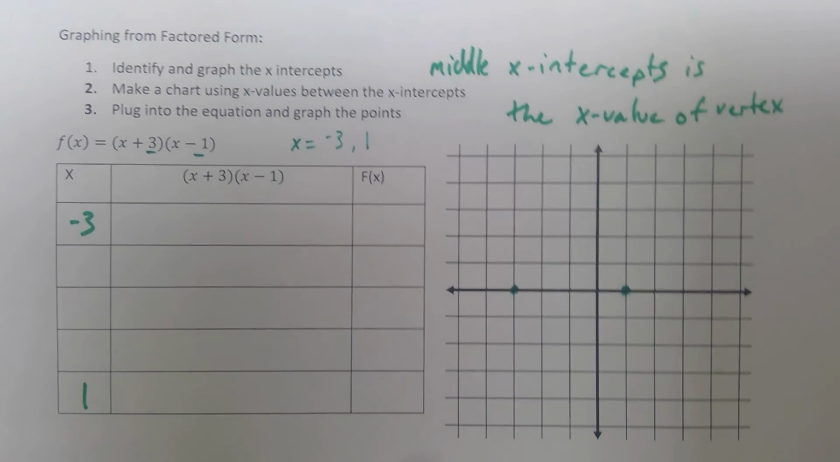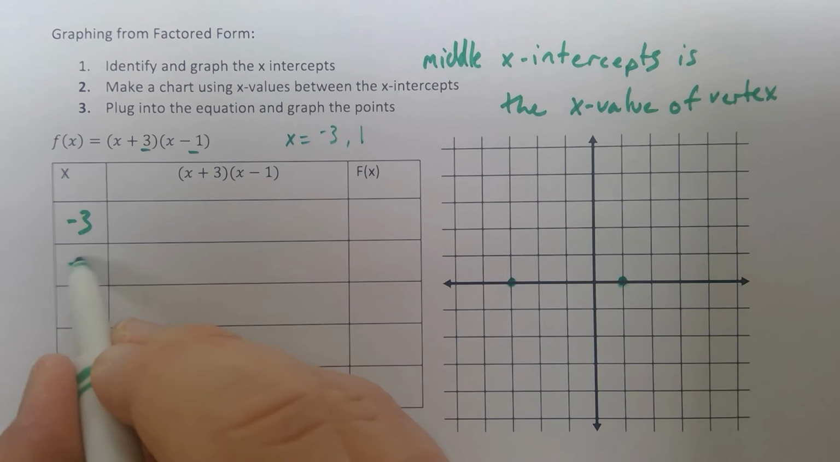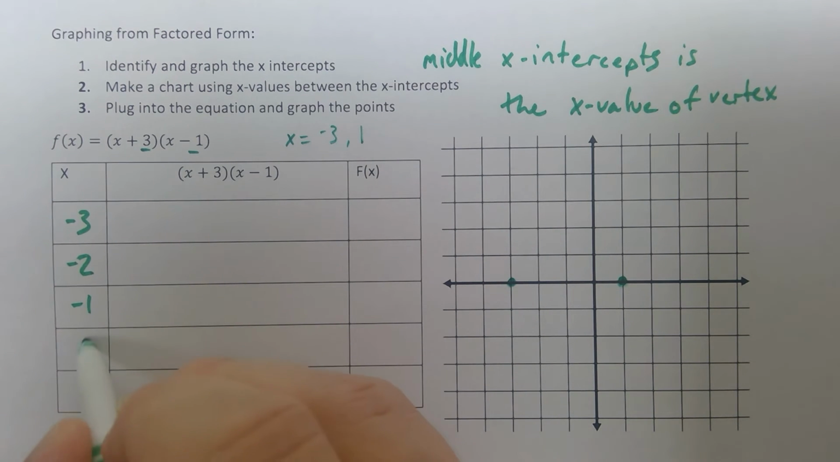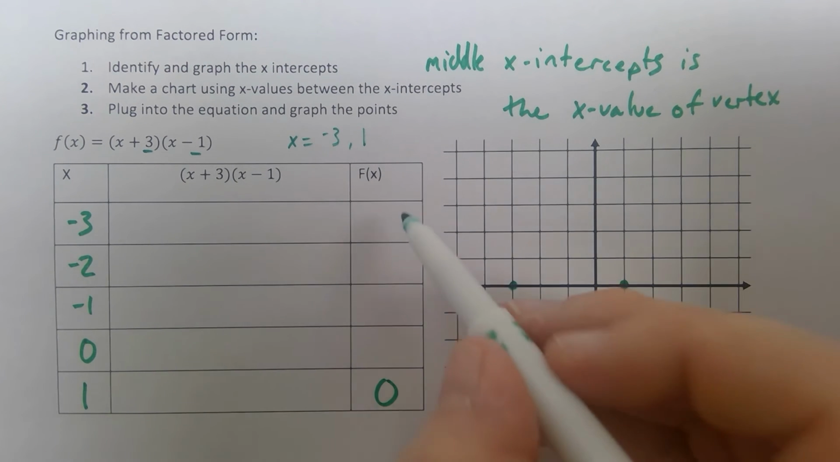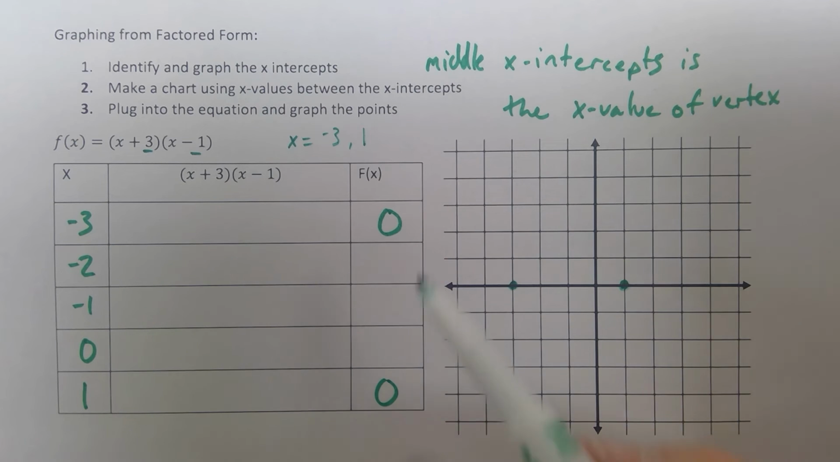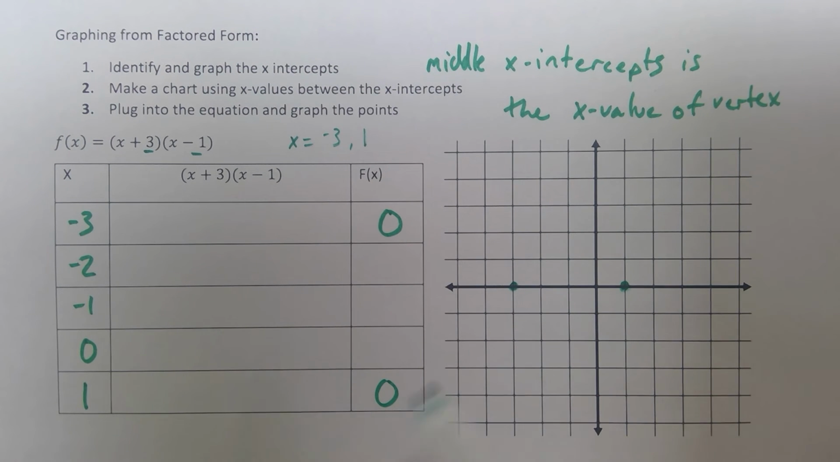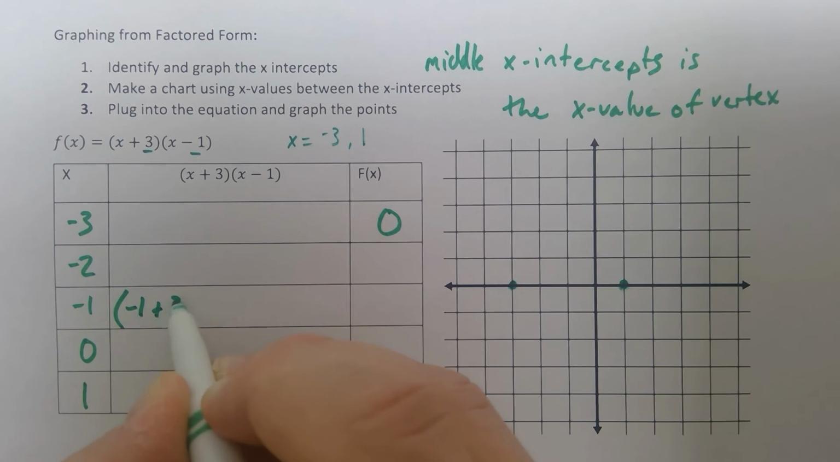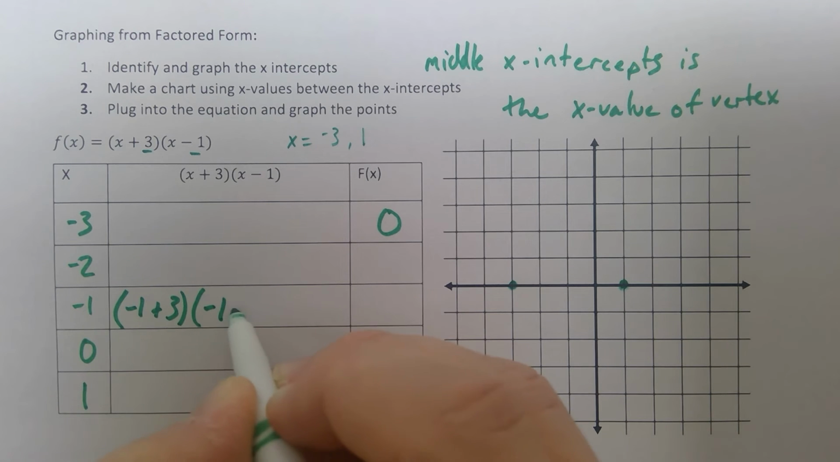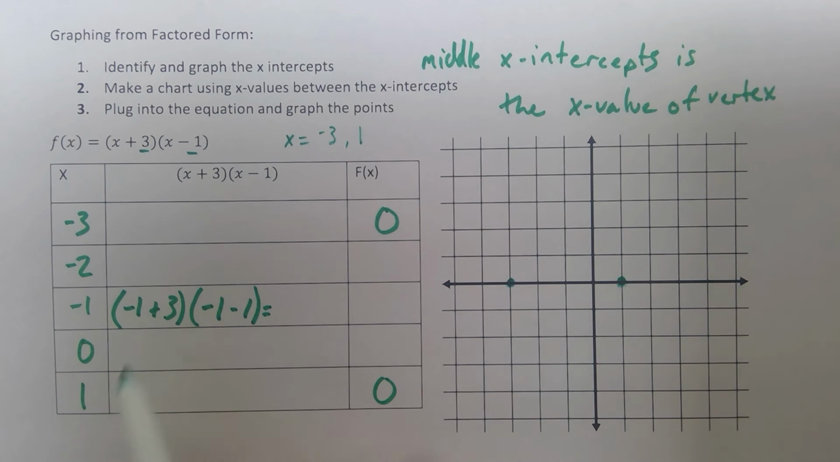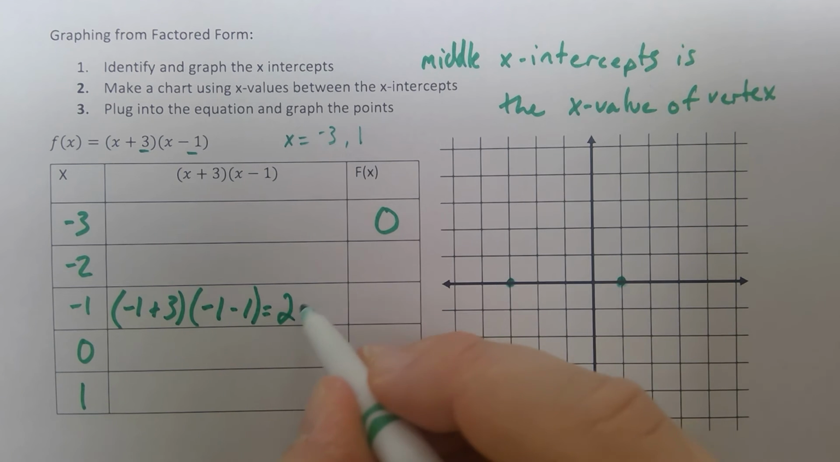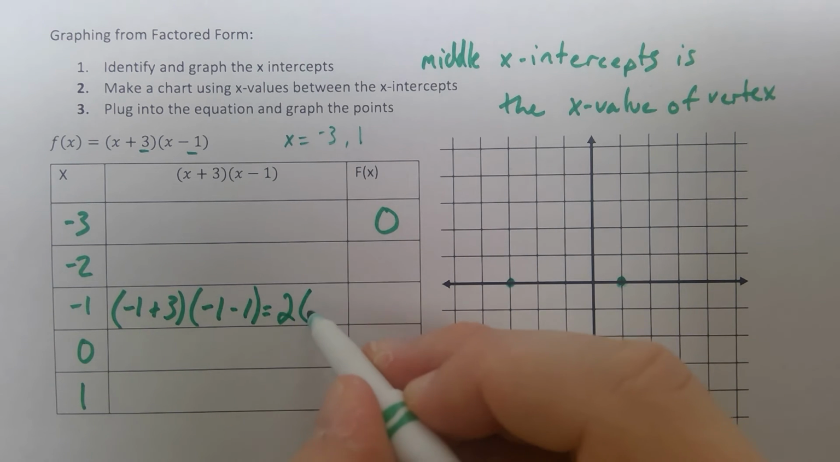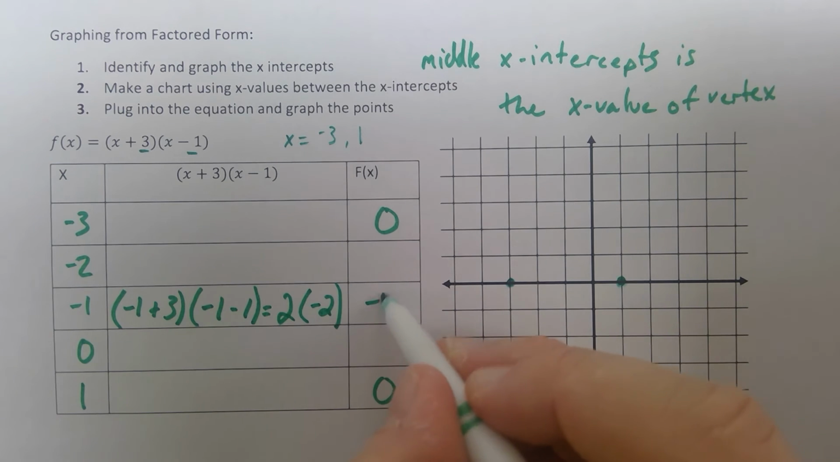Okay, so what we're going to do here is go -2, -1, and 0 in our table. Now we know that the output for 1 is 0, the output for -3 is 0. Okay, so notice how we're starting to see there's that mirror image. So this middle value, I'm going to plug it in first here. So -1 plus 3 times -1 minus 1. So -1 plus 3 is going to give us 2. -1 minus 1 is going to give us -2. And that's going to give us -4.